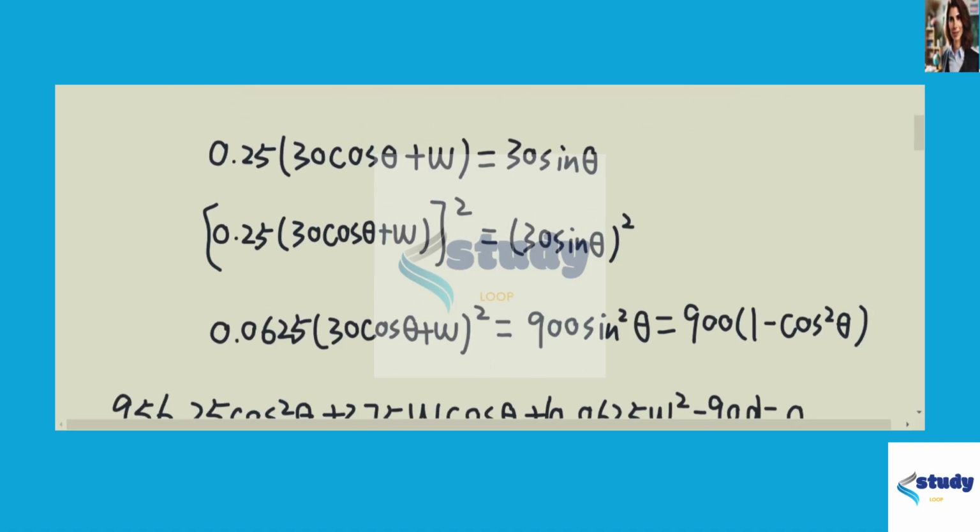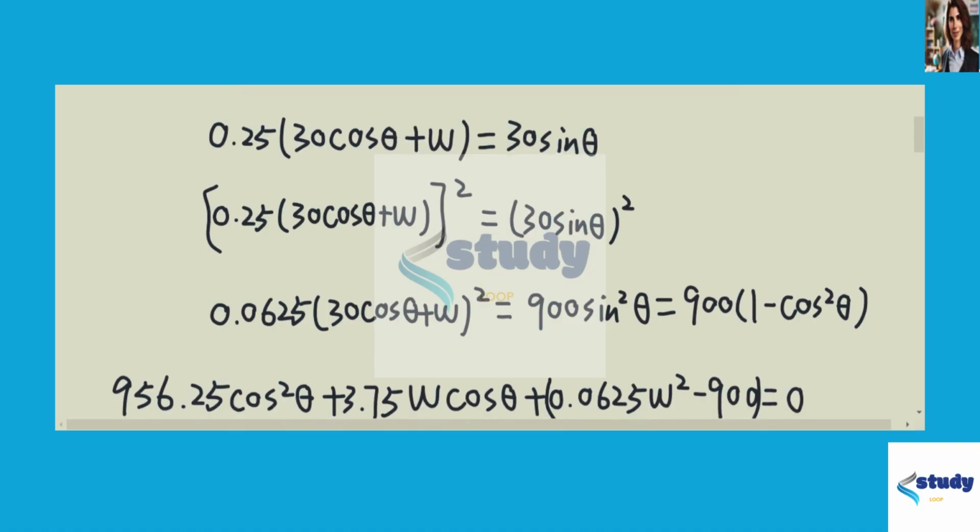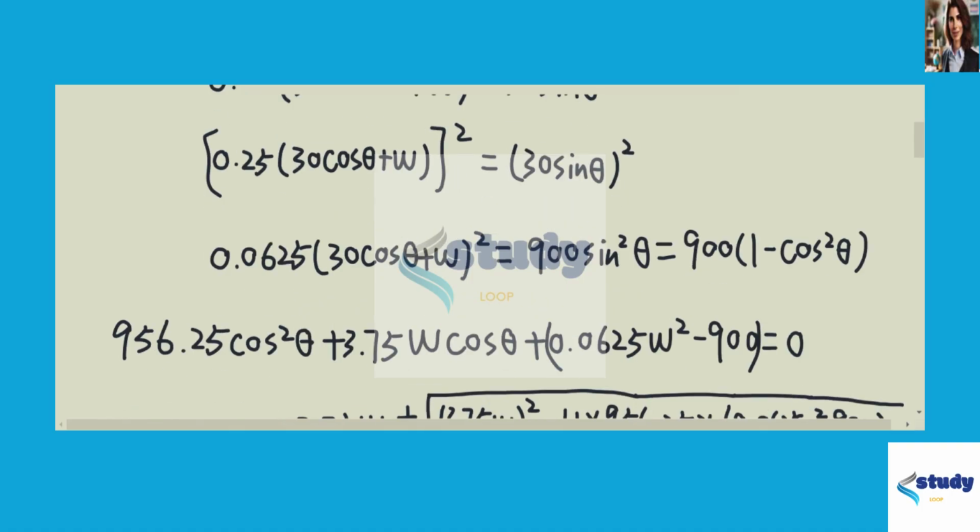If we expand it, we'll have 0.0625 times (30 cosine theta plus W) to the power of 2 equal to, I'm sorry, not 90, 900 sine squared theta, which is 900 times (1 minus cosine squared theta). And eventually we'll have such an equation: 956.25 cosine squared theta plus 3.75 W cosine theta, plus 0.0625 W squared, minus 900 equals 0.